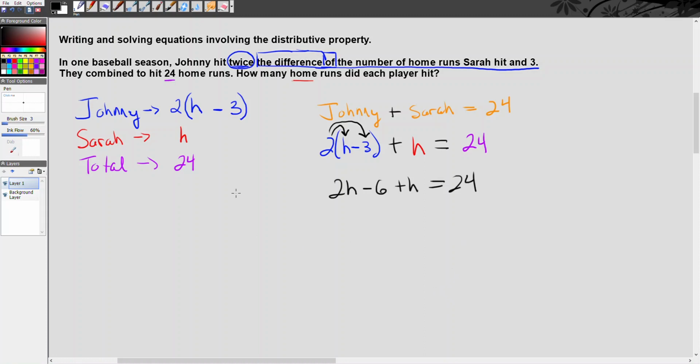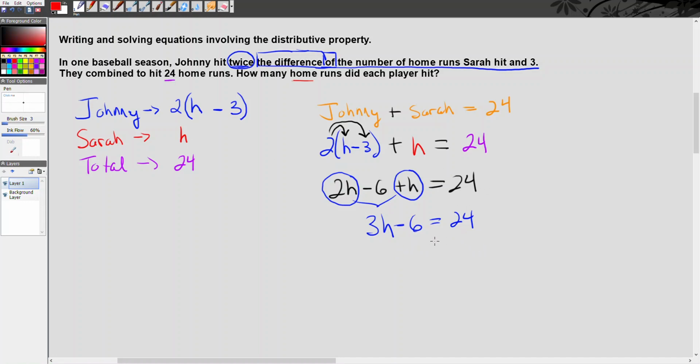Now, before we move on, we have to ask the question, can I do any combining of like terms? And I see here I have a positive 2h and I have a positive 1h. So when I combine those together, what do I get? I get 3h. And so I have to bring down now the rest of this equation. So 3h minus 6 equals 24. Once I've done that, this is now looking like your regular two-step equation.